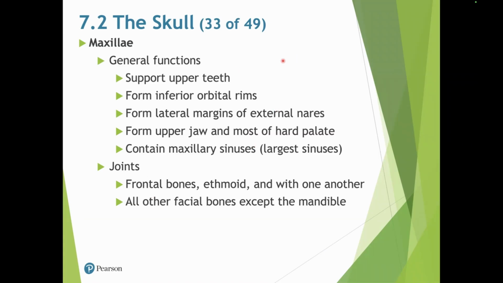So the maxillae, basically the general functions are to support the upper teeth, to form the inferior orbital rims, to form the lateral margins of the external nares, to form the upper jaw and most of the hard palate. It contains maxillary sinuses, which are going to be the largest of the sinuses. It's going to form joints with and articulate with the frontal bones, ethmoid, and with another.